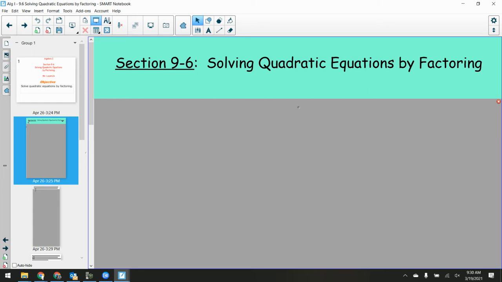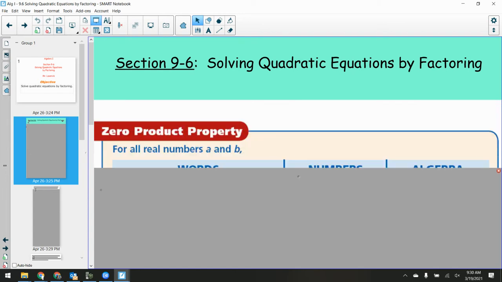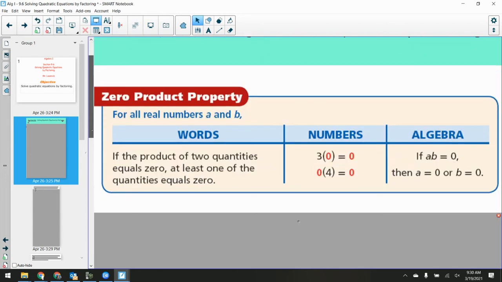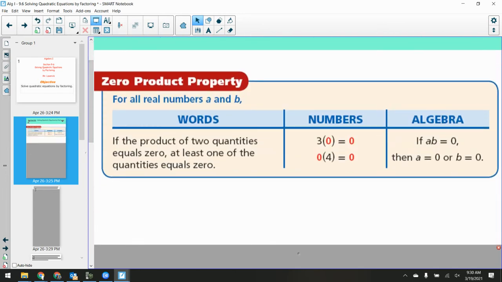So today, again, section 9.6, solving by factoring. We're going to do a lot of review. Remember all of chapter 8? All of chapter 8 was factoring? Yeah, we're going to take a look at some factoring today. All right, but first, to do that, we need this thing called the zero product property.